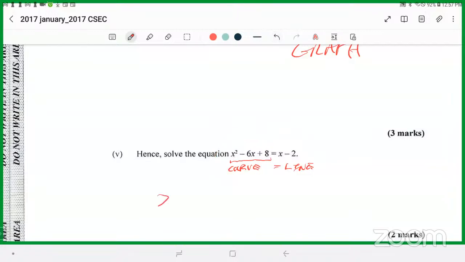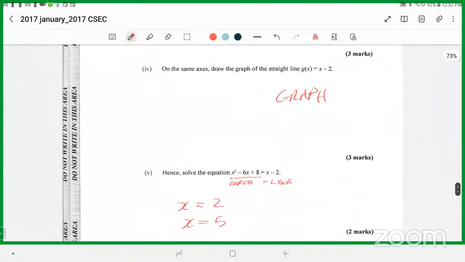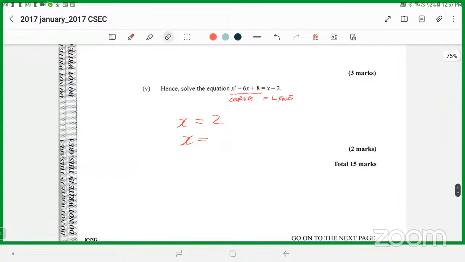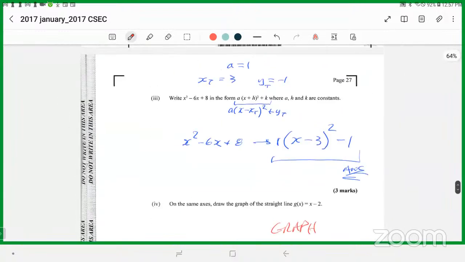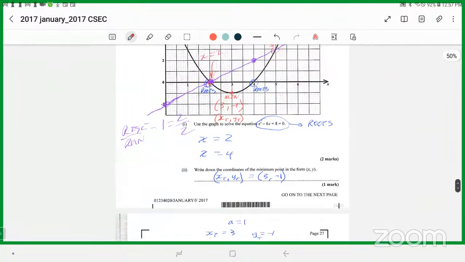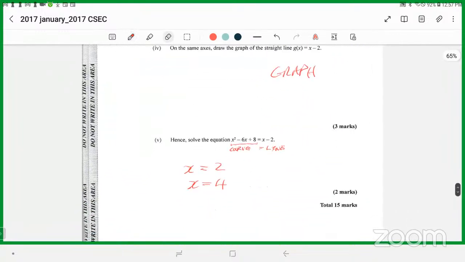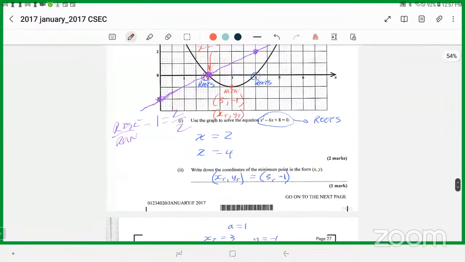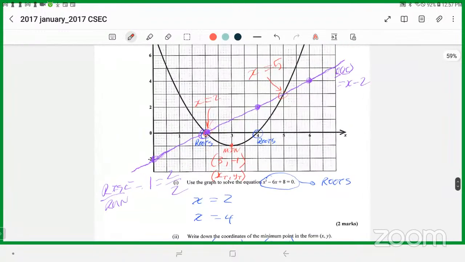So it's at x equals 2 and x equals 5 where they intersect. No, not 5, just 4. 2 and 4. It's 5? Oh, 5. My mistake. x equals 2 and x equals 5. That's where they intersect on the graph. That's what that equation is referring to.